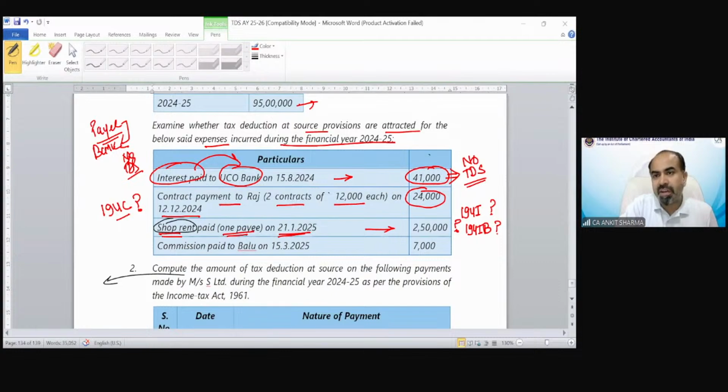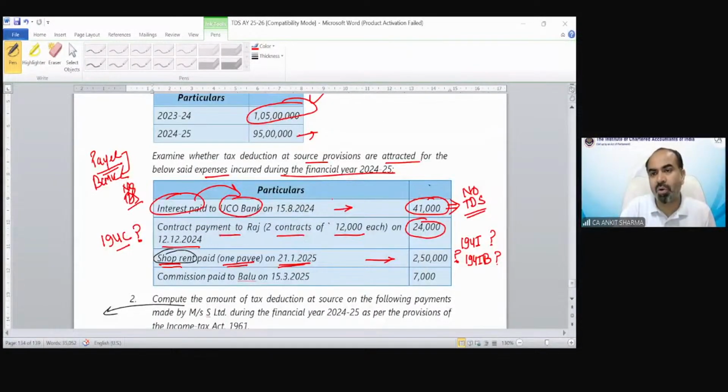Okay. Shagufta is saying 194I. Almas is saying 194I. Okay. Ishan also saying 194I. Why, students? Why is it not 194IB? Correct? Because Mr. Ashwin's preceding previous year turnover was exceeding 1 crore. In the starting, we have discussed the turnover is more than 1 crore. That's why section 194I is applicable. And because the rent is exceeding 2,40,000, the rent is required to be deducted TDS under section 194I. They're also saying correct. Very good.